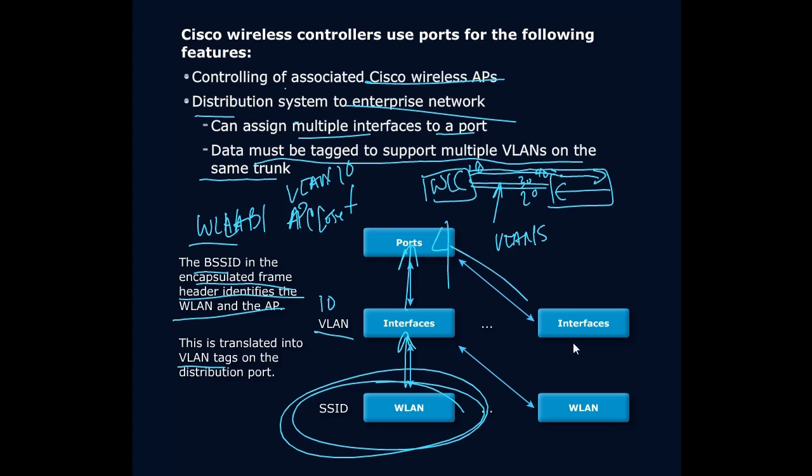This is delivered up to the interface, which is delivered up to where? The wireless LAN or APs controlling it. And then whatever that is, if it's a broadcast, multicast, whatever, it goes out to those different APs. That's how our communication takes place. That's why we need the ports.